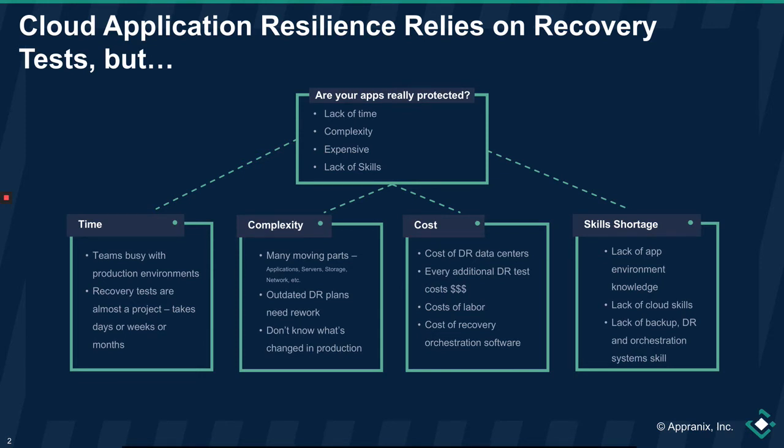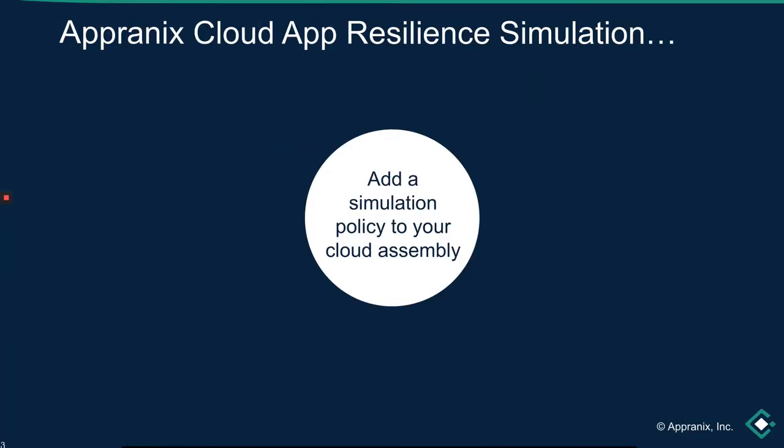And there's the lack of backup and DR systems knowledge. Most of the time the backup systems are different from the DR systems and the orchestration systems. So the lack of understanding, and the skill to use all of these systems together to really test your resilience, becomes really challenging for organizations, and because of that they don't even run these tests. If you do not run these tests, you do not have application resilience. Are you sure your applications are really protected?